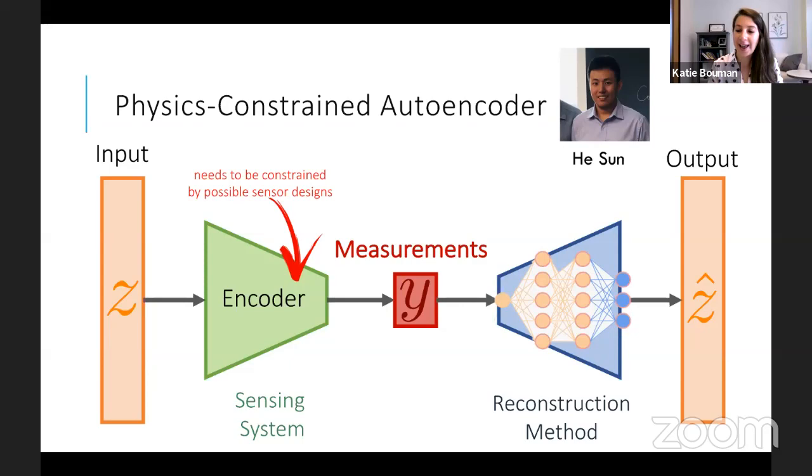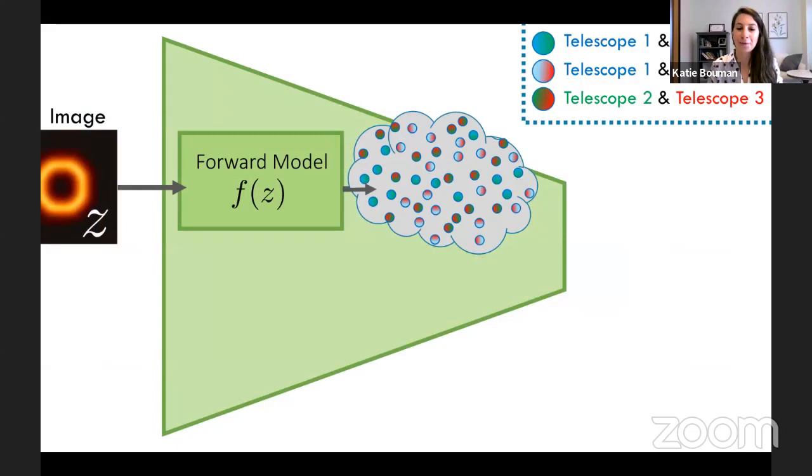So let's zoom in. From an input image Z, we can define a forward model of the measurements that we expect to collect. In this example, we pretend we have 3 possible telescopes to sample, for instance, color-coded blue, red, and green. And these indicate measurements that come from the telescopes as colored dots. And these measurements can be complicated, nonlinear, correlated, noisy.